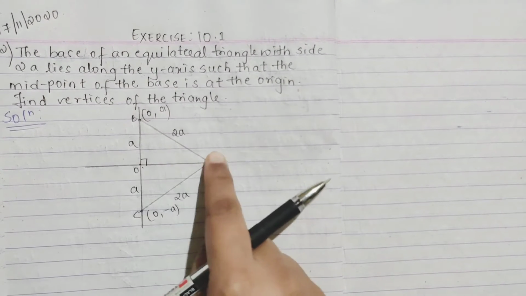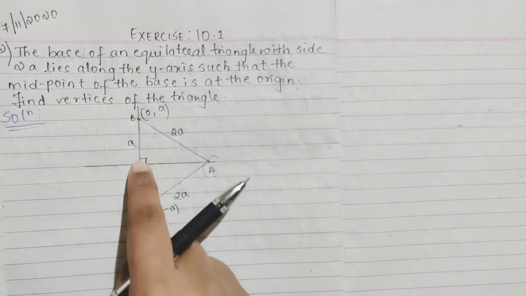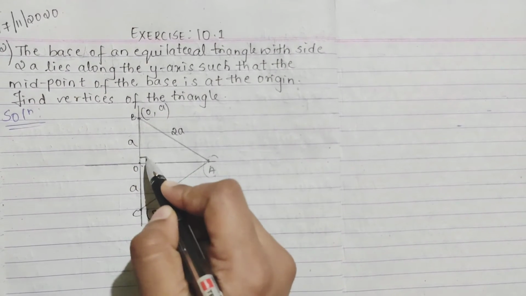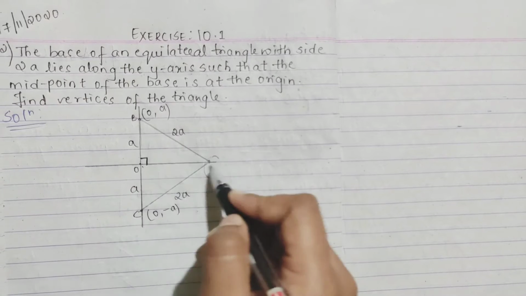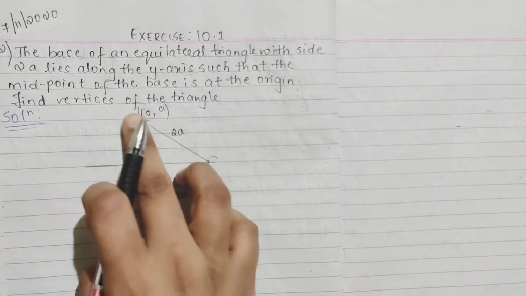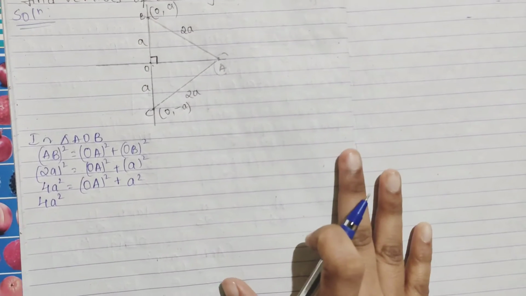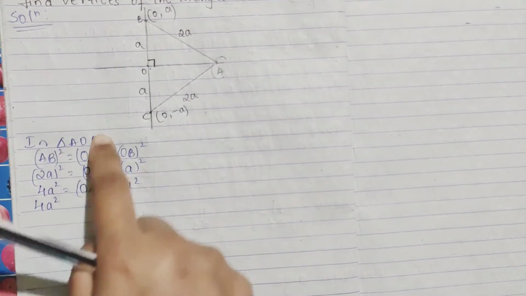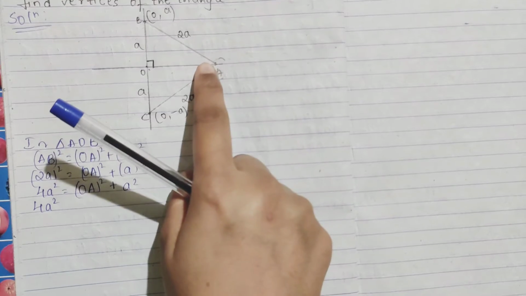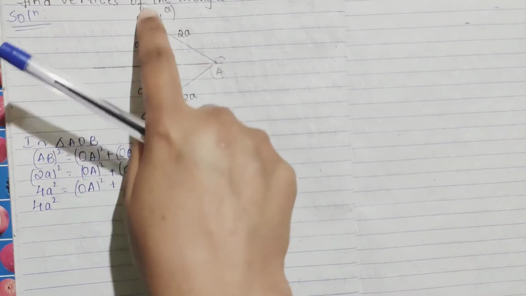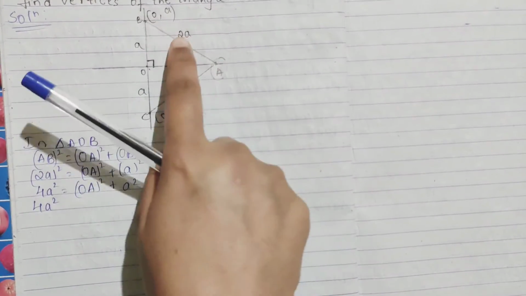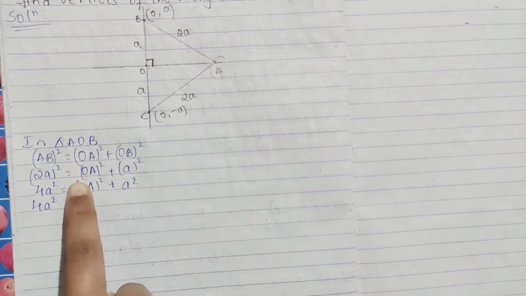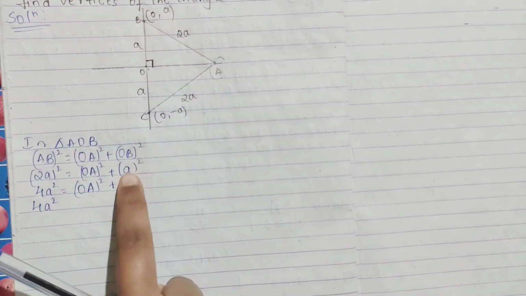For that we'll make use of your right angle triangle, and you can see your always x-axis, y-axis, right angle triangle is 90 degrees, so we'll make use of that. So we are making use of a Pythagoras theorem to find its vertices. So in triangle AOB, AB square is equal to OA square plus OB square. AB square is what? 2A, 2A square, OA square you have to find it out. OB square is your A, so A square.